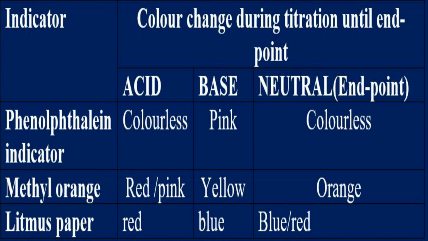Blue litmus paper in acid is red, in base is blue, and in neutral is still blue. Red litmus paper in acid is still red, in base is blue, and in neutral is still red.